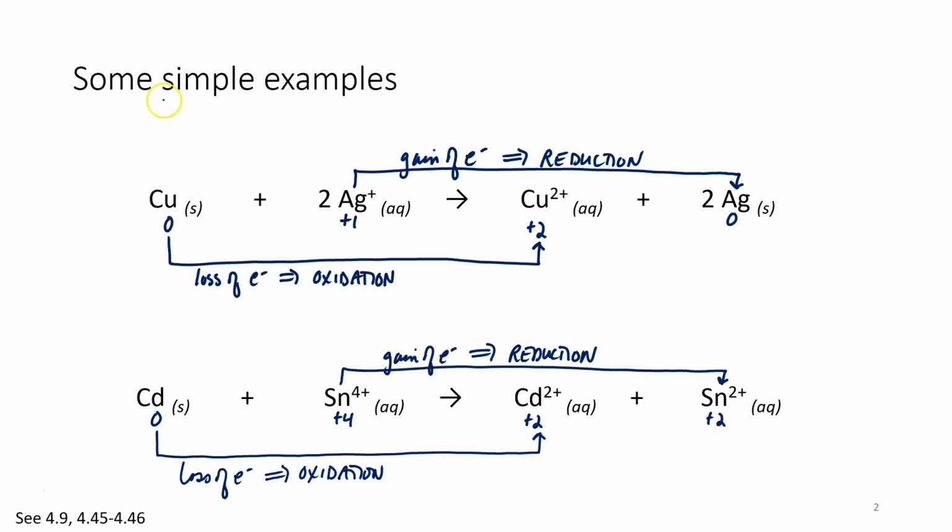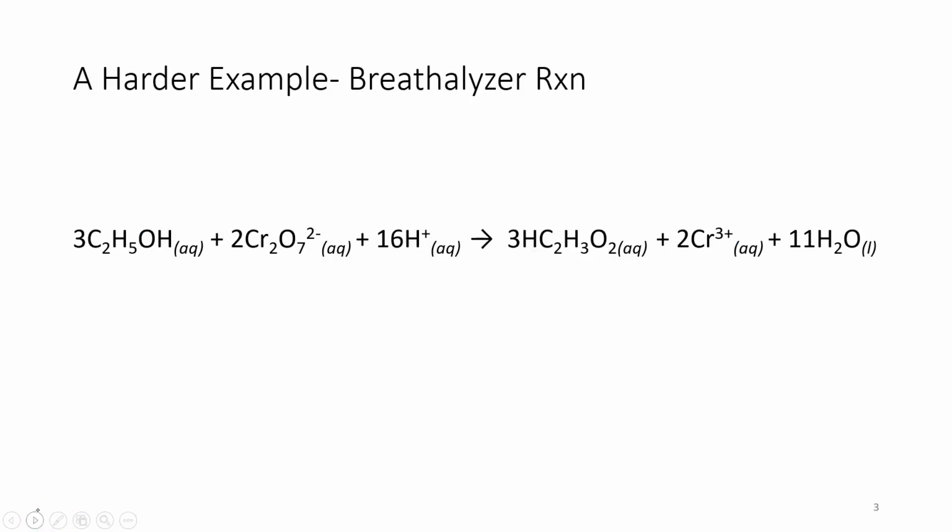Now, I'm calling these examples simple because the charges on all of these ions are pretty obvious, or maybe apparent. But that's not always the case. Take a look at this one. So there's a lot to look at here. And if you're not 21 yet, you may not know that this is the formula for ethanol, which is found in beer and wine.